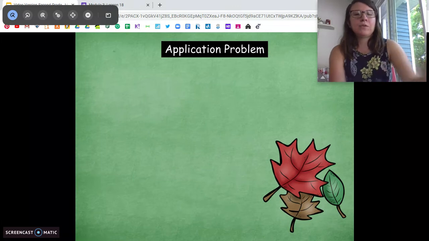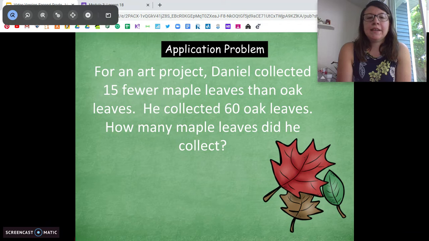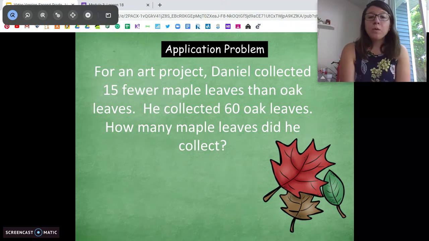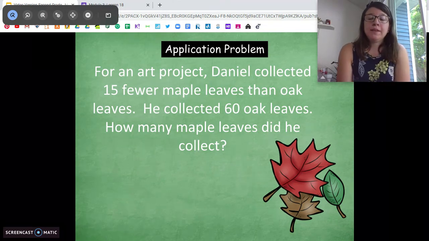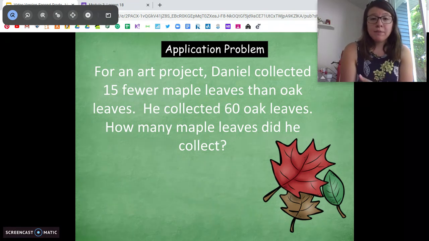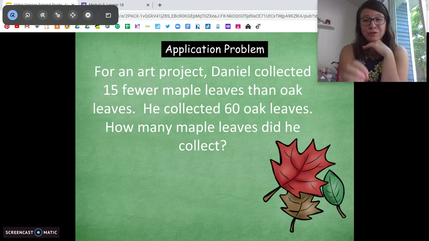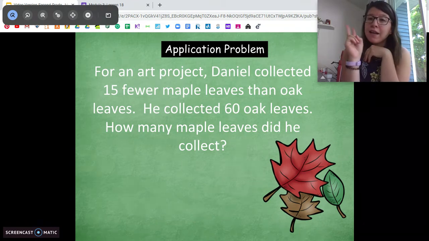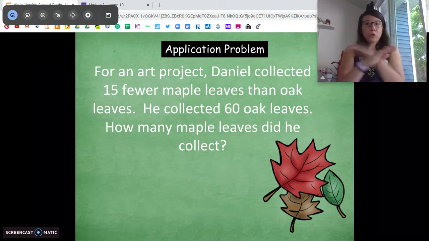Ready? Okay, let's get into our application problem. Here we go. For an art project, Daniel collected 15 fewer maple leaves than oak leaves. He collected 60 oak leaves. How many maple leaves did he collect? I want you to turn and talk to someone at home, or just talk to me. Pause the video, talk this through. What is the problem asking, and how are we going to solve it? So pause the video, talk through those things. Come back when you're done. Don't solve it yet.